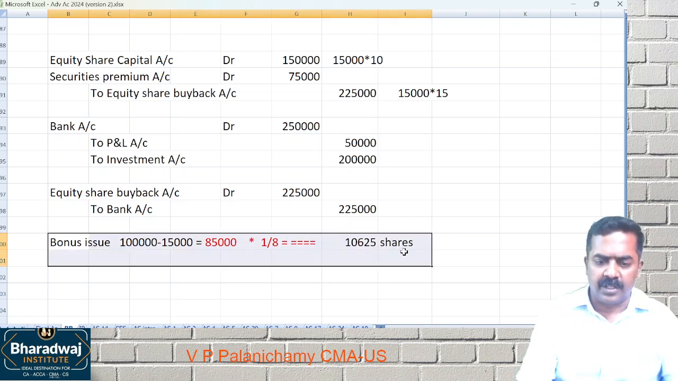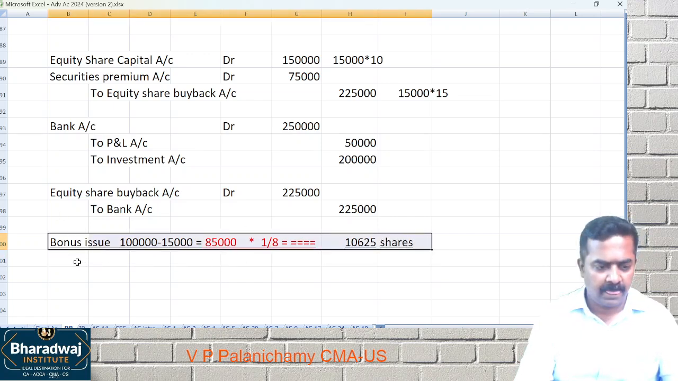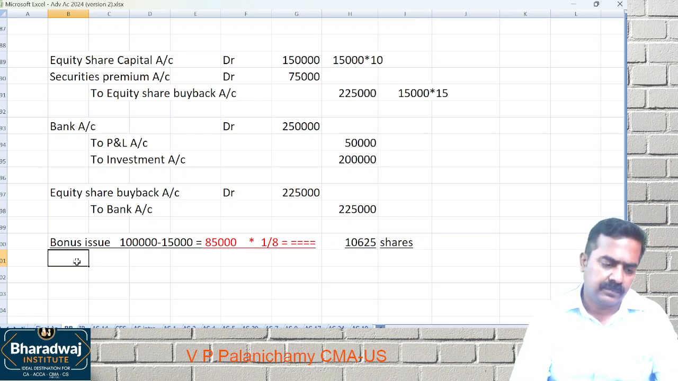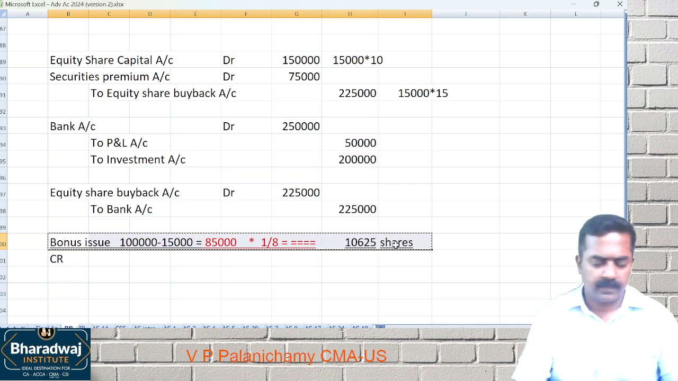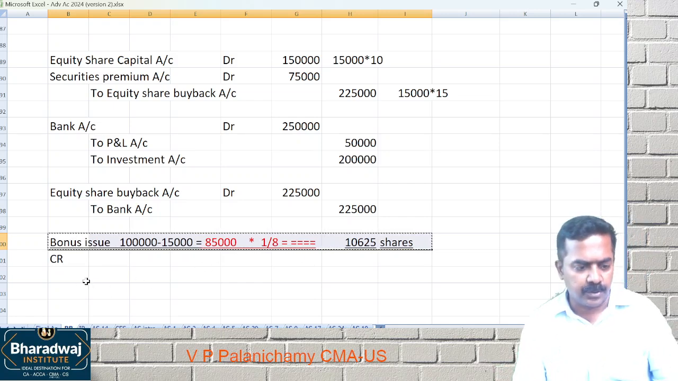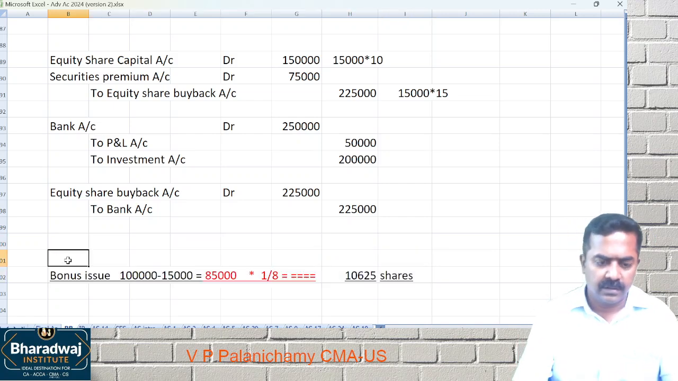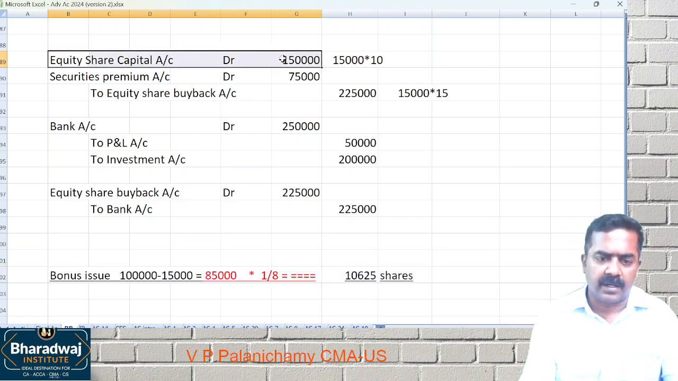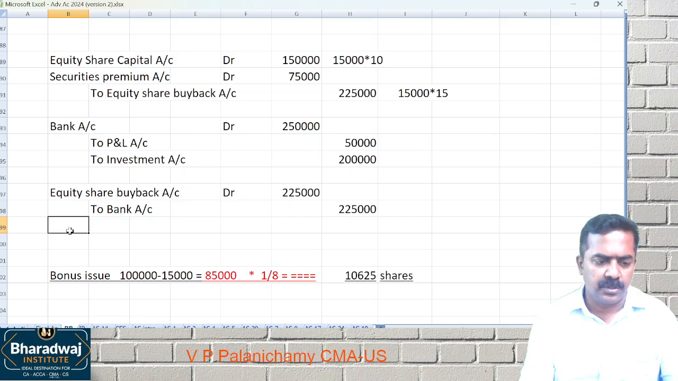What is the entry you will pass for bonus issue? Reserves account data, because before that a CRR is created. For the face value of shares bought back, you should transfer to which one? For the face value of shares bought back, you should transfer to CRR. What is the face value of shares bought back? 1,50,000. You should transfer to CRR.